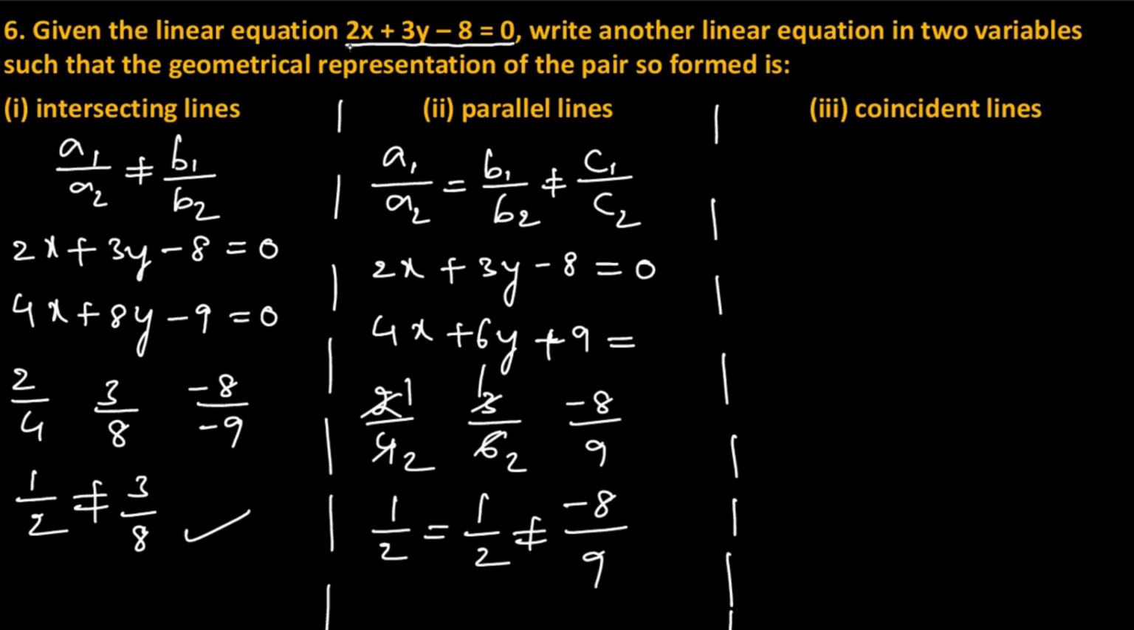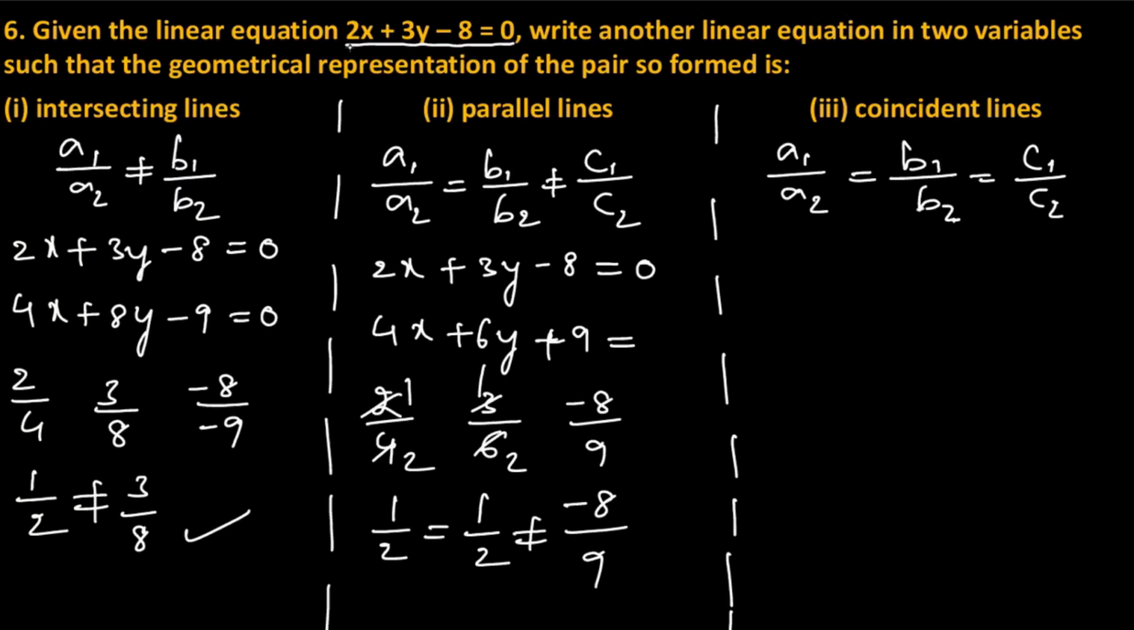Third is coincident lines. What is the condition for the coincident lines? a1 by a2 is equal to b1 by b2 is equal to c1 by c2. All the solutions lie on the same line.